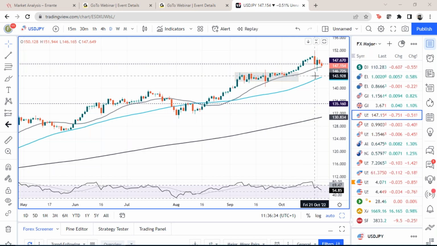spike higher before intervention. 151.94 was that high, and then a couple of days of strong, it appears, intervention by the Ministry of Finance, by the Japanese authorities, and some very wild, choppy days. You can see 151.94, and then the low 146.16 actually, so 500 points or so of intraday moves, and then also the next day where we dropped to 145.48 from a high of 149.71 even, so 330 points or so of intraday volatility.